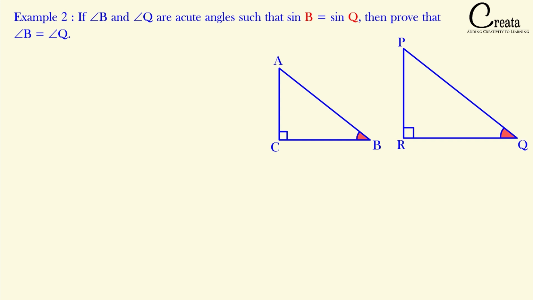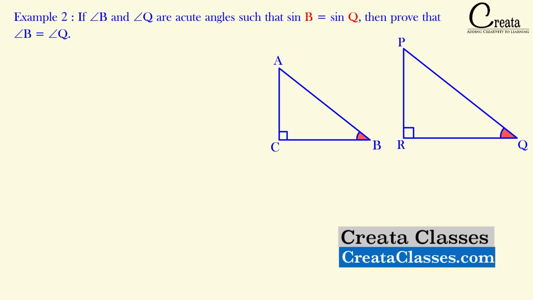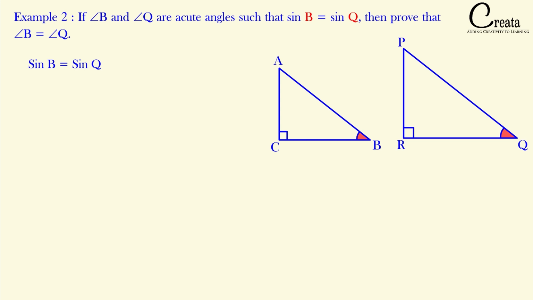So let's proceed with this question. Here sine B is given as equal to sine Q. Let's find sine B and sine Q. Then we will equate both the values. Sine is perpendicular over hypotenuse, that we have covered in the theory part. So perpendicular for the first triangle will be AC. Perpendicular is the side which is opposite to the trigonometric angle. Angle B is the trigonometric angle. So AC is the perpendicular. And hypotenuse is the side which is opposite to the 90-degree angle. So AB is the hypotenuse. So we got sine B as AC upon AB.